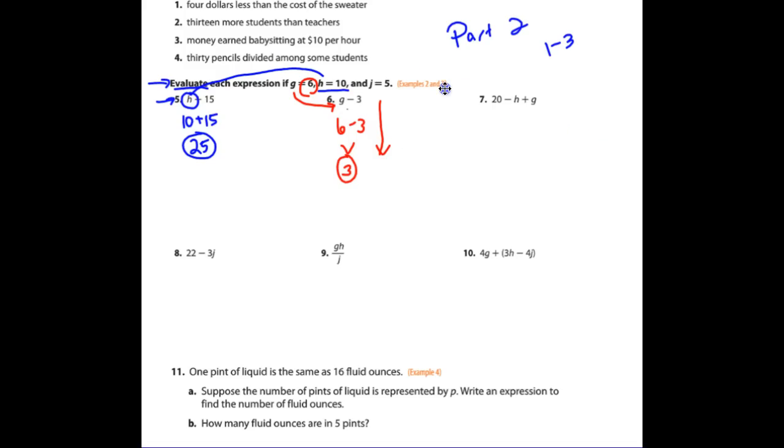Number 7. Let me clean my paper up here a little bit. Number 7 says 20 minus h. So we're going to substitute again. 20 minus, here's h is 10. And here's g is 6 plus 6. All right, now remember the order of operations here. We go left to right when only addition and subtraction remain. So the first thing we do is 20 minus 10 is 10. I should see this on your paper exactly like this. Circle your answer there. Work downhill.